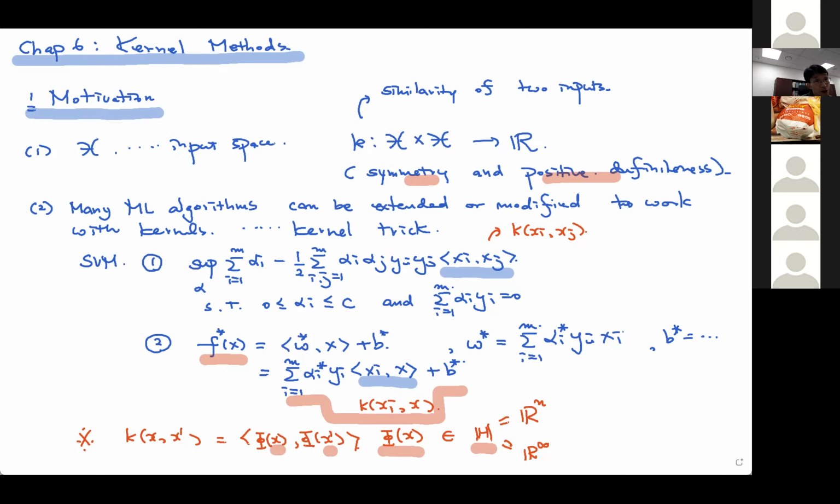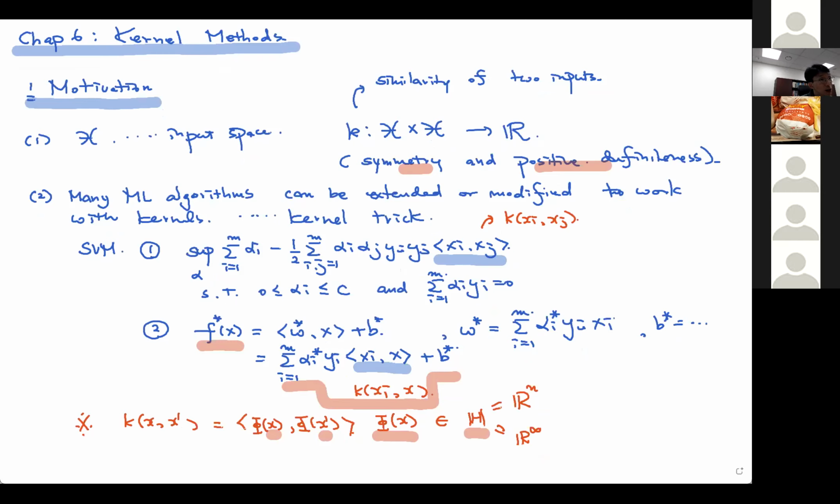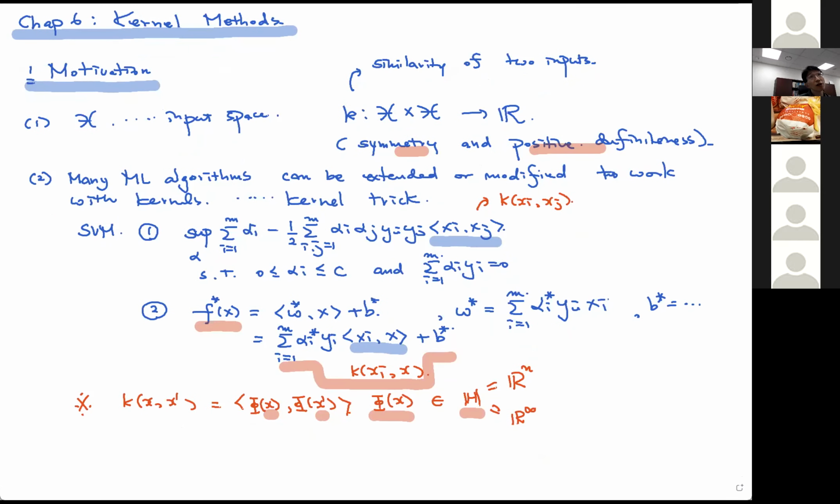Okay, so generalization of an algorithm is one aspect, one reason why we are interested in kernel methods. That's the more practical side. The other reason is that it also comes with a very nice mathematical theory.